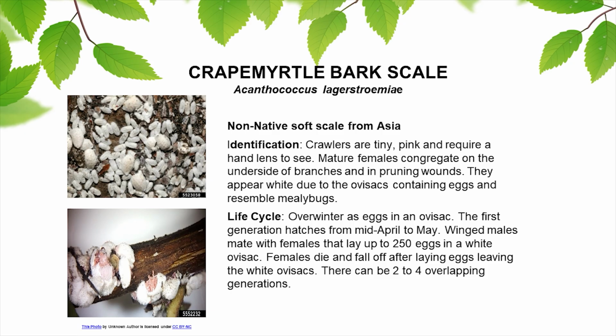The Crapemyrtle Bark Scale overwinters as eggs in the ovisacs. The first generation hatches from mid-April to May. Winged males mate with females that lay up to 250 eggs in a white ovisac. The females die and fall off the tree after they have laid eggs. The white ovisacs remain in the tree. Crapemyrtle bark scale can have 2 to 4 overlapping generations per year.